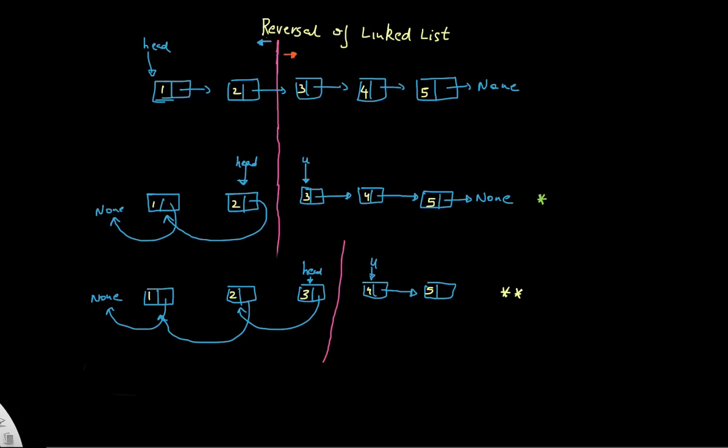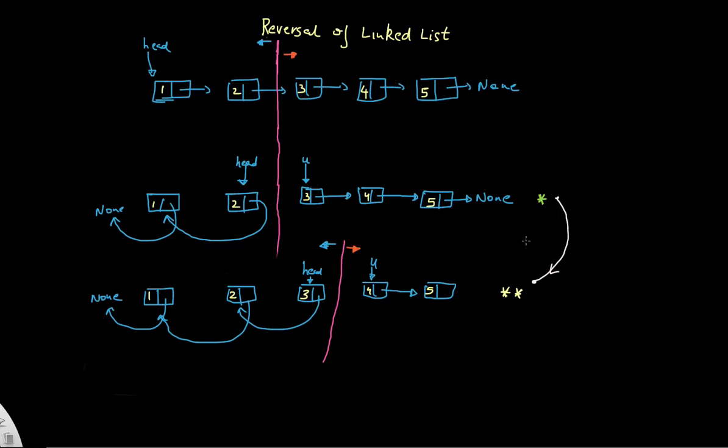Everything before pink has been reversed. That's my loop invariant. Everything before pink has been reversed, and I can see that everything before pink has been reversed here, and everything after pink needs to be reversed here. Okay, so can I write some code that would actually take me from this position over to this position?